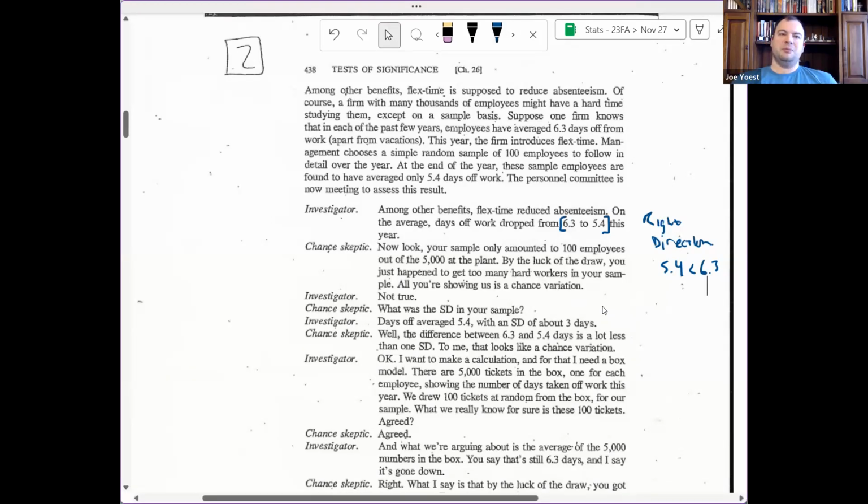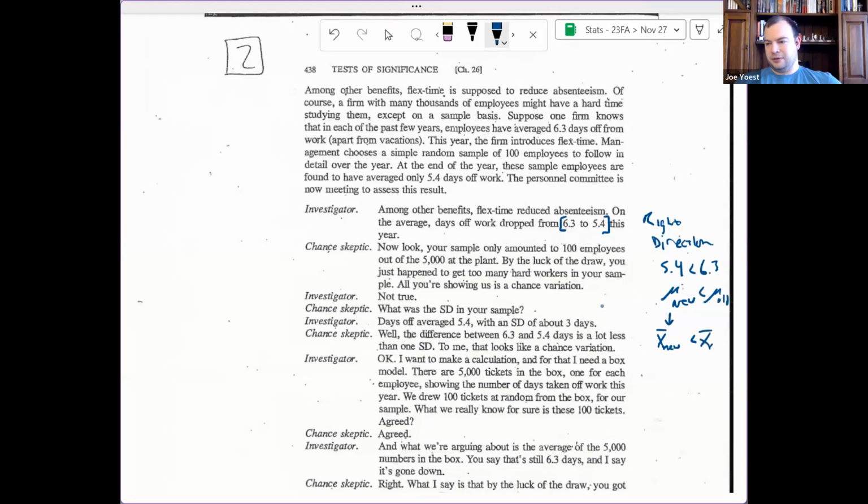We do have an issue, though. We only took a sample. Really, what I would like to say is mu new less than mu old, but I don't really know mu new and mu old, right? All that I know is x bar new, and comparing that to something like maybe mu old or x bar old or something like that. So this is really what I know.